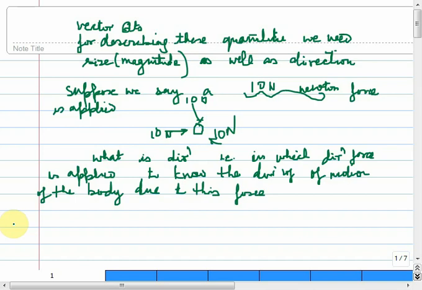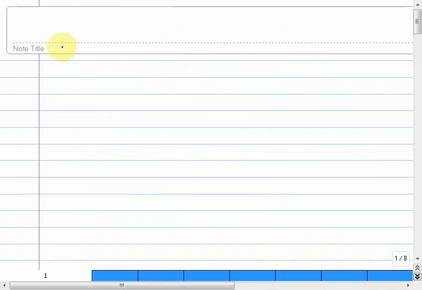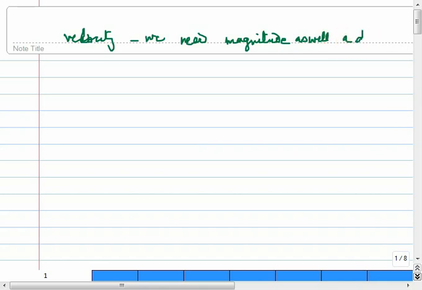So for a force we need its size, that is magnitude, as well as direction. Similarly for a vector, so for a velocity, we need magnitude as well as direction. We will define what is velocity in this series only.